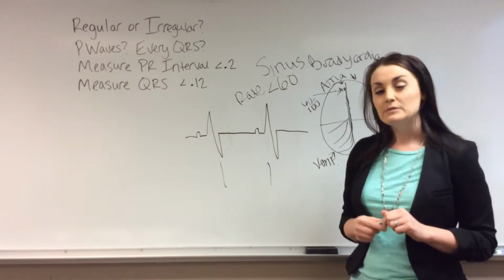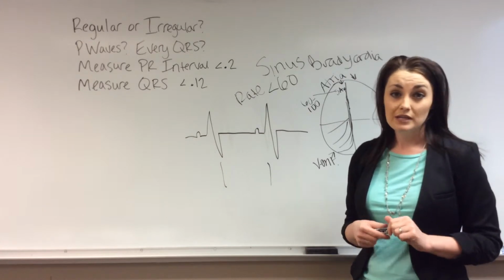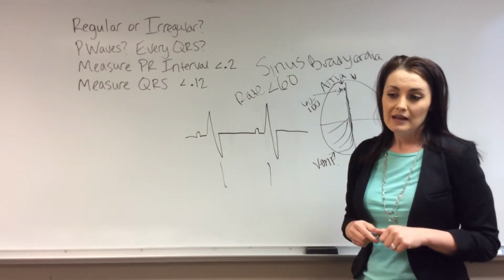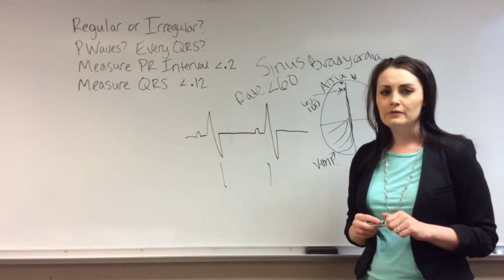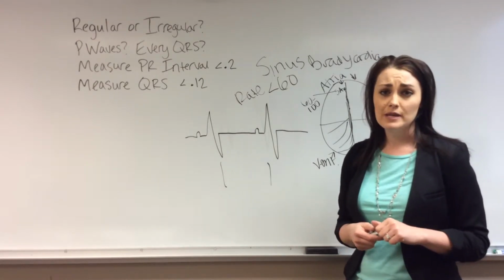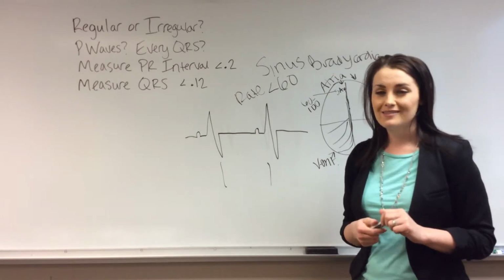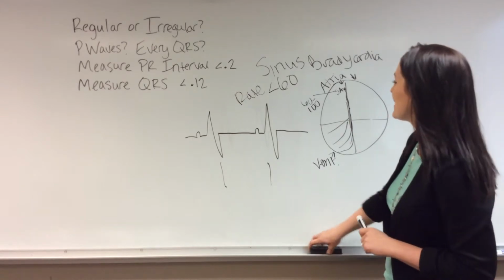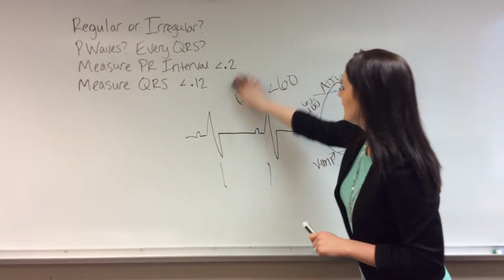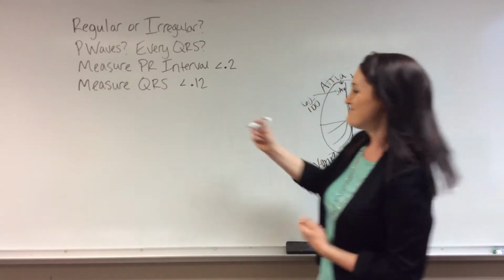If they are asymptomatic with their sinus bradycardia, then we just monitor. There's no treatment. If they are symptomatic, we can do a couple of things. Atropine is a drug that we can give. And if they're symptomatic and it's chronic, then they may need a pacemaker. So that is sinus bradycardia. All right, on to our next one.